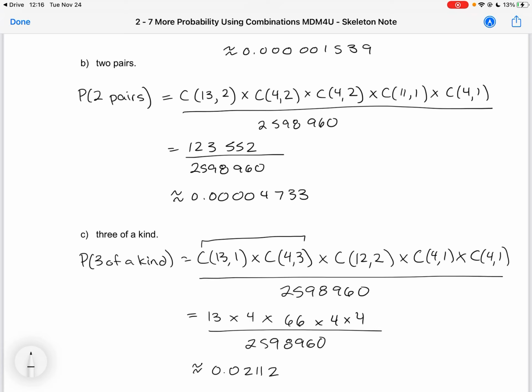So it's important when you're setting up your numerator to account for your cards that are similar, so that's the first part here, and then to account for the other cards that you're choosing to make up your total of 5-card hands.